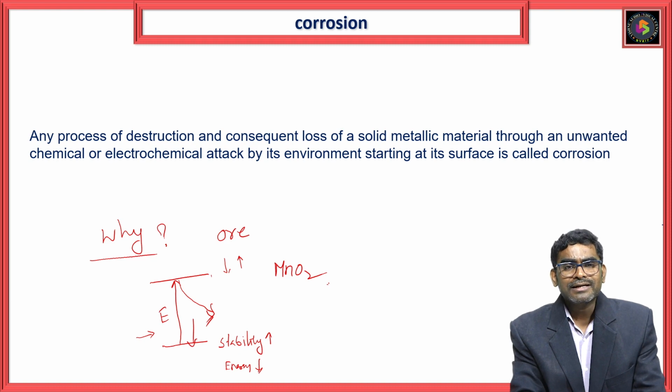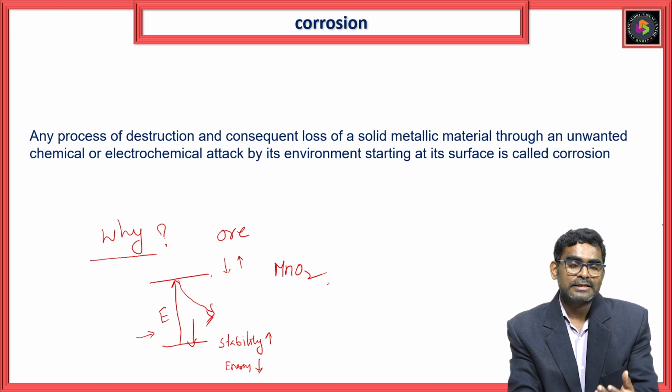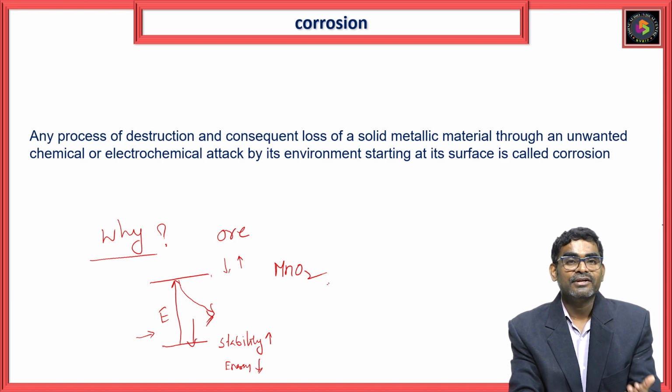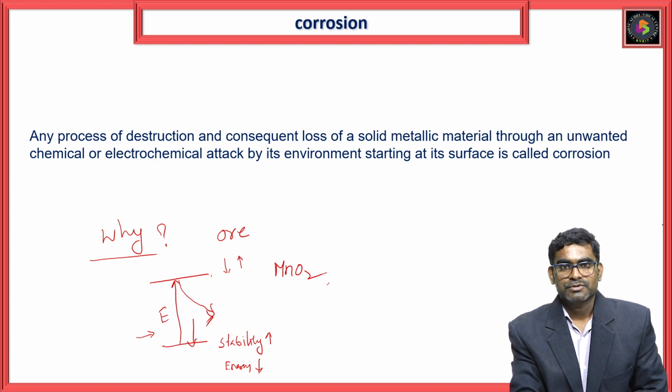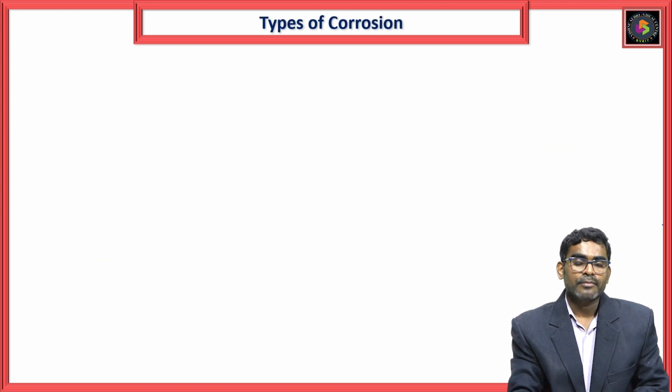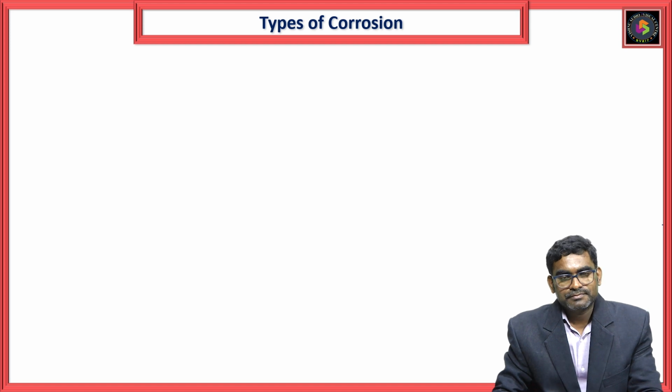What happens when corrosion takes place? As it takes place on the surface, the metallic structure decays every day, and the strength of the metal decreases. There are several types of corrosion. So, what are the types? We'll see now.